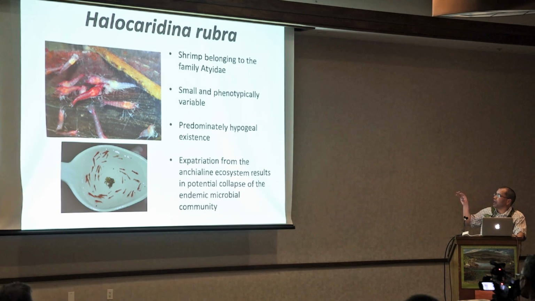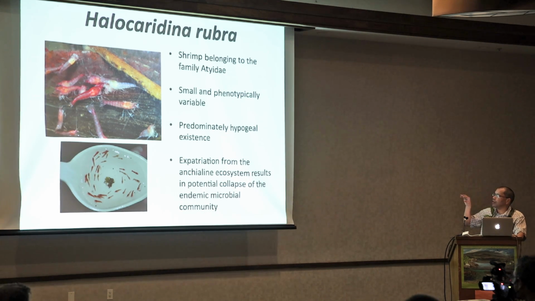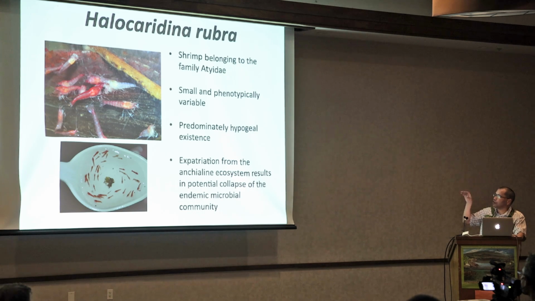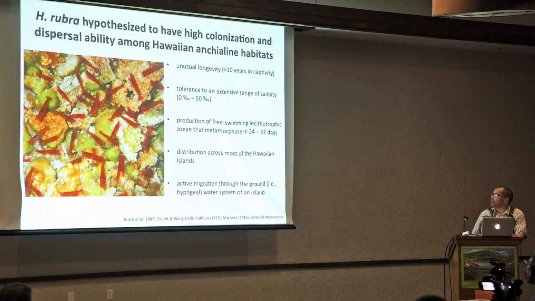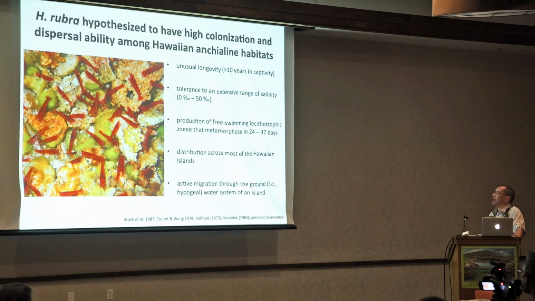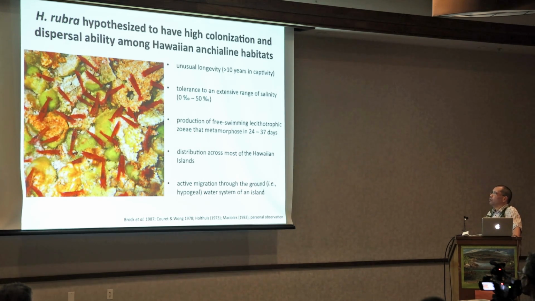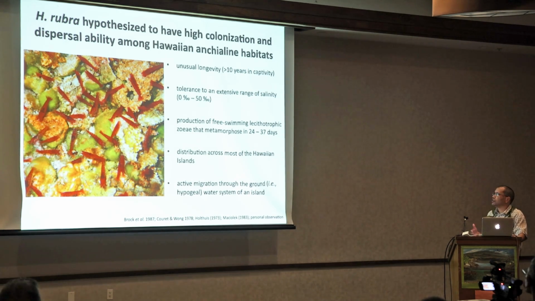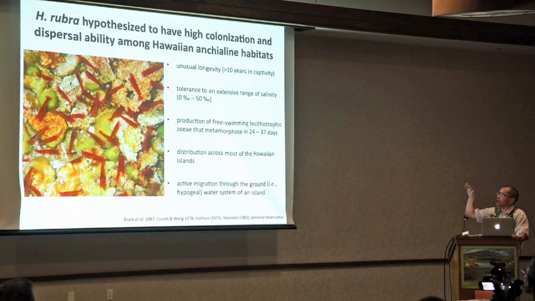So basically we have these shrimp that are characterized by not only being the most common species within habitat, but also between these habitats on different islands. So when I first started this work back in 2003 or so, I looked at the literature and said, well, what would we expect to see? And given what we knew about the species at the time, it suggested that this species, Halocaridina rubra, was to have high colonization and dispersal ability between Hawaiian anchialine environments for a variety of different reasons.